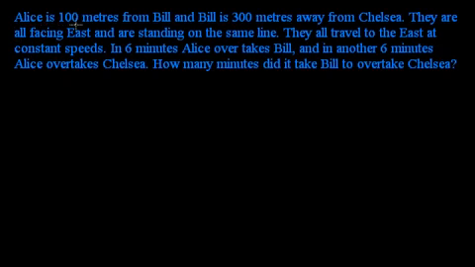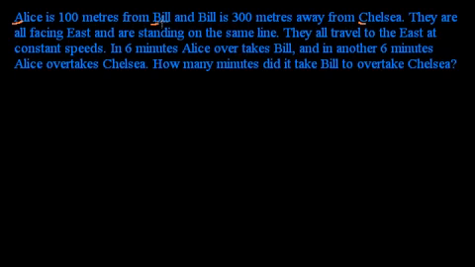It says Alice is 100 meters from Bill, and Bill is 300 meters away from Chelsea. Maybe this is a bit of a Clintonian reference, but who knows? Or maybe they just wanted people with starting names A, B, and C. So let's draw that out.